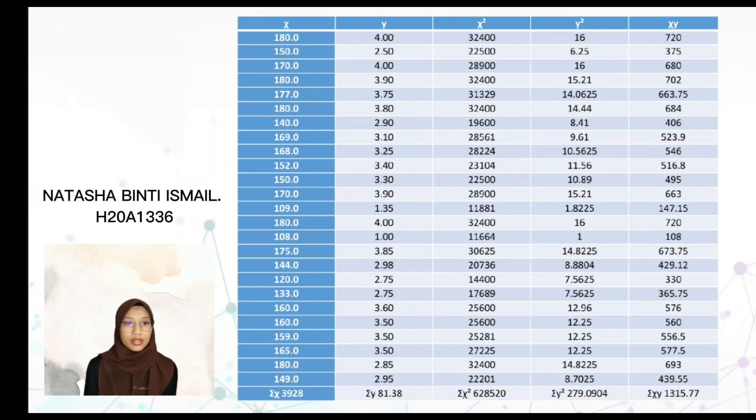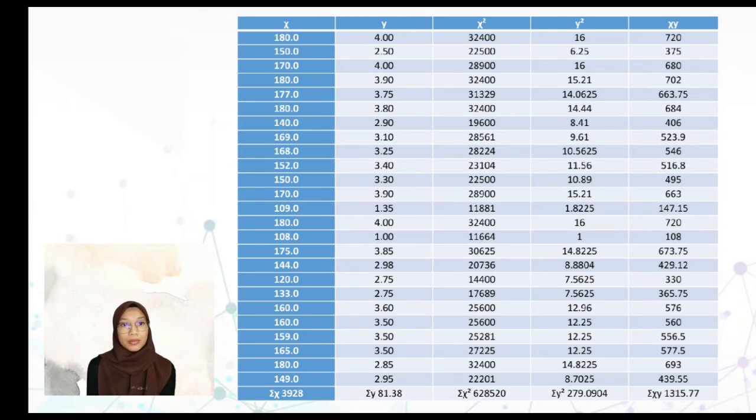Based on the question, we use the formula by Pearson to calculate the correlation coefficient. This is because this formula is used to measure the strength of the relationship between two variables that are quantitative in nature. In the question, we wanted to measure the relationship between student attendance and their GPA.